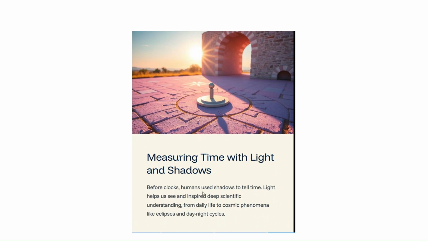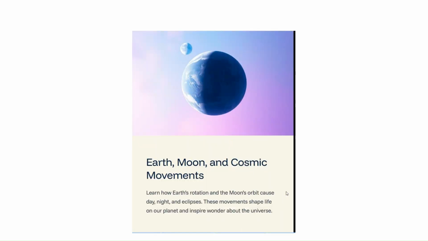Before clocks, humans used shadows to tell time. Light helps us see and inspires deep scientific understanding, from daily life to cosmic phenomena like eclipses and day-night cycles. Learn how Earth's rotation and the Moon's orbit cause day, night, and eclipses. These movements shape life on our planet and inspire wonder about the universe.